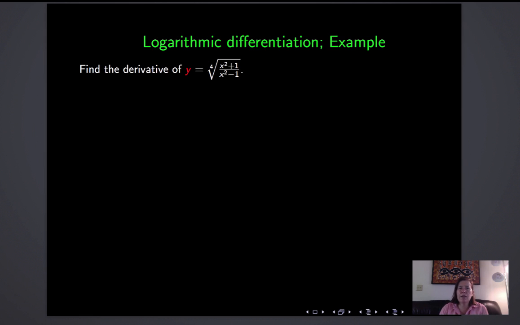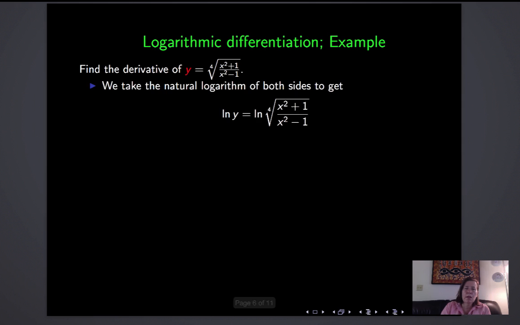Suppose I want to find the derivative of y equals x squared plus 1 over x squared minus 1 to the power of 1 over 4. Now, this is possible to do using a combination of the chain rule and the quotient rule from calculus 1, but it's a little messy. Let's apply the method. Step 1, we apply the natural logarithm to both sides.